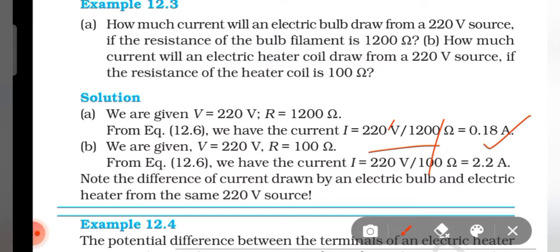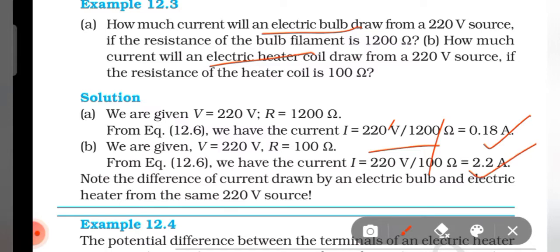And there is also the next question, B: how much current will an electric heater coil draw from a 220 volt source, if the resistance of the heater is 100 ohm. Note the difference, here is an electric bulb and here is an electric heater. So again you will find the current, and here the current will come 2.2 ampere.